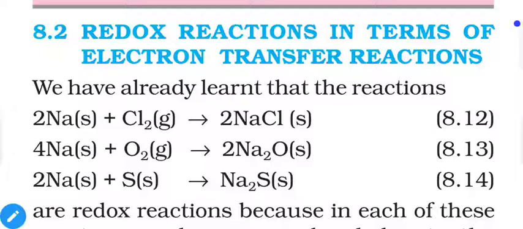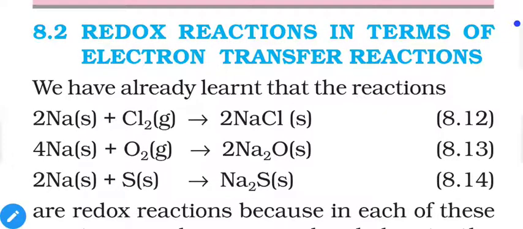Hello students, in the previous lecture we discussed some basic concepts, and we also discussed redox reactions, the definitions of reduction and oxidation, in detail. Now we will discuss one more new definition of redox reactions, that means reduction and oxidation, in terms of electron transfer. Whenever electrons transfer from one atom or reactant to another atom or reactant, it is also considered a redox reaction.